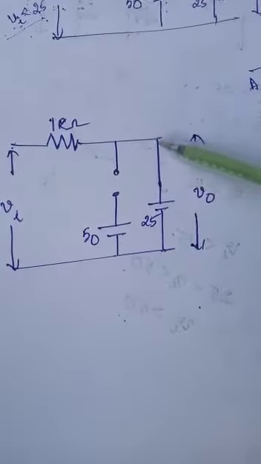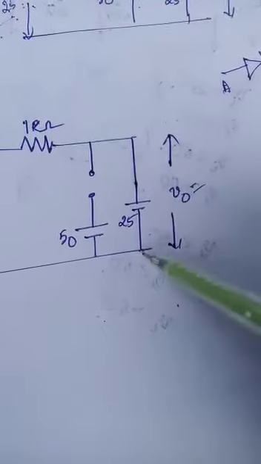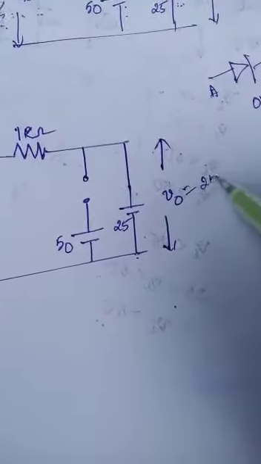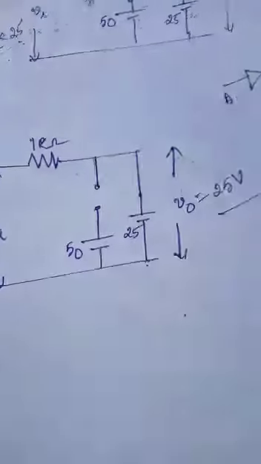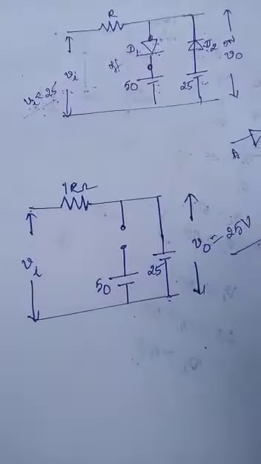D2 is in on condition, it is acting as a short circuit. So the output voltage is the voltage across the short-circuited terminal, that is 25 volts. So for the first condition of Vi less than 25, the output voltage is nothing but 25 volts.